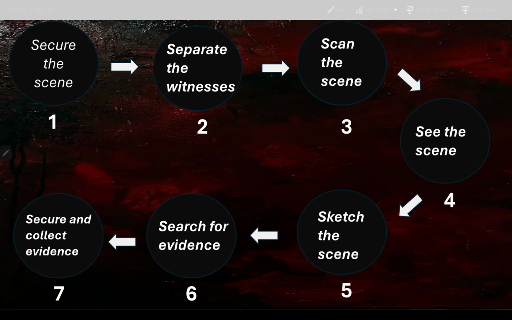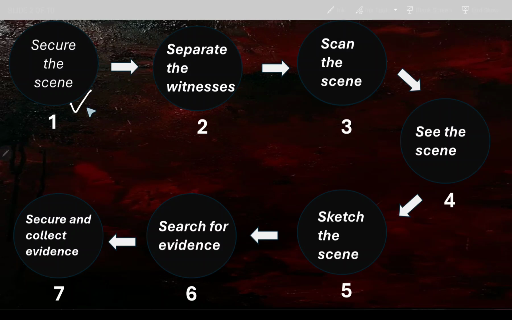So as we have already discussed, what is a scene? A scene of occurrence or crime scene is a place where the crime has been committed, right? So in the first step, we will secure the scene. The first work of a forensic expert or the clues team who visit under forensic science, whenever they visit the crime scene, is to secure the scene.